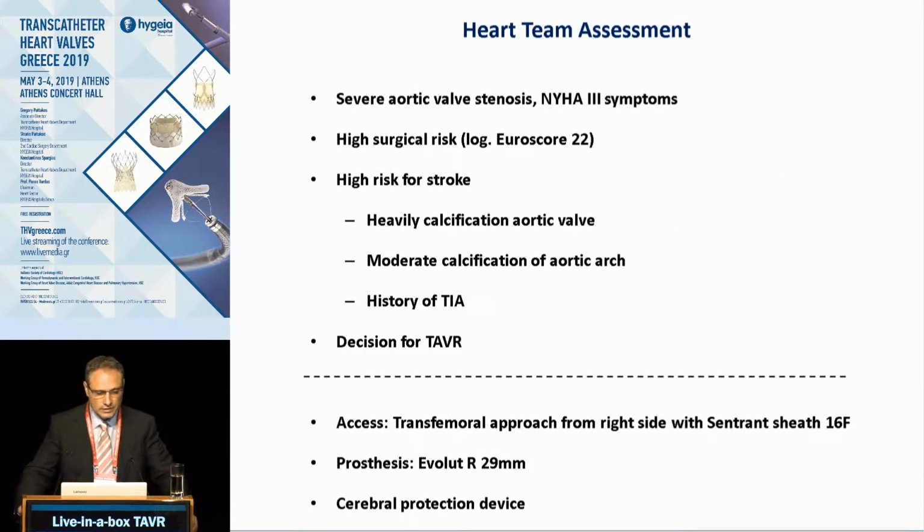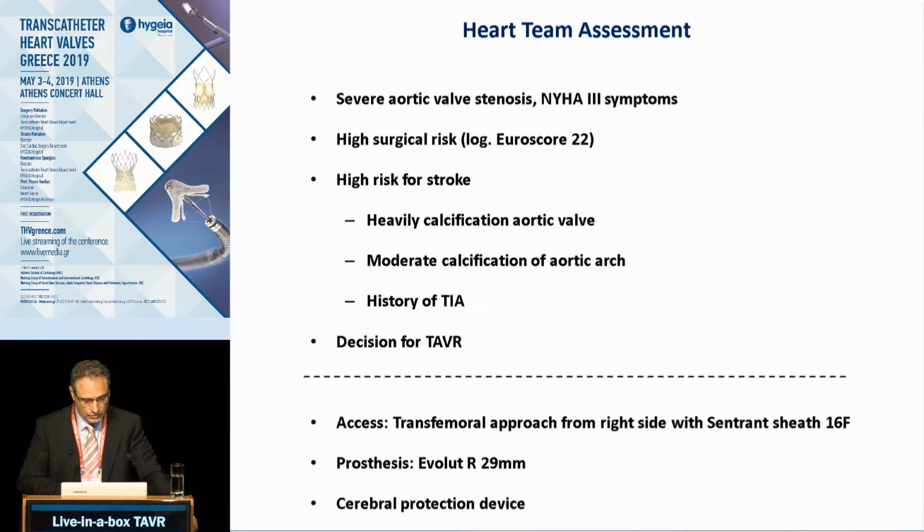So the heart team assessment was that we had to deal with a severe aortic valve stenosis, symptomatic with NYHA classification 3. The patient was characterized as high surgical risk, and at the same time, he has characteristics that make this situation high risk for stroke, due to the heavy calcification at the level of the aortic valve, due to the moderate calcification at the level of the aortic arch, and due to the medical history of transient ischemic attack. So we decided to proceed as a heart team with TAVR.